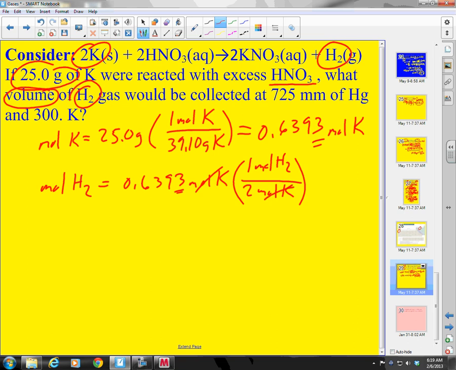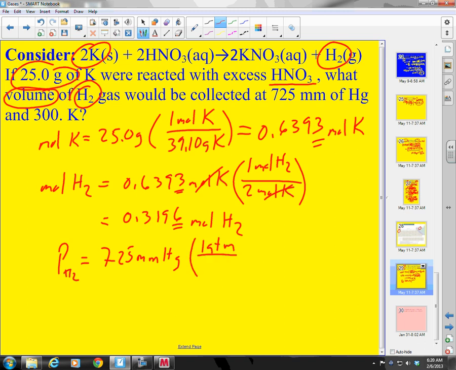That's my mole ratio, right? Moles of K cancel, and so I have to divide that by 2, and I get 0.3196 moles of H2. Good. Now what else do they give me? They give me my pressure of H2, which is equal to 725 millimeters of mercury, but I need that in what? If I'm going to use PV equals nRT, that has to be in atmospheres. So I need 1 atmosphere per 760 torr.